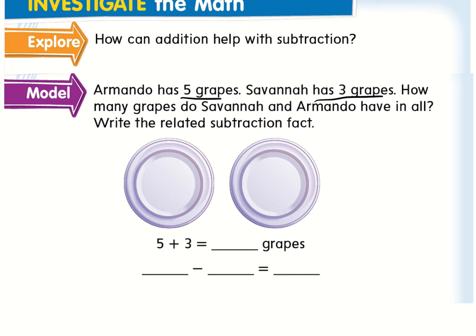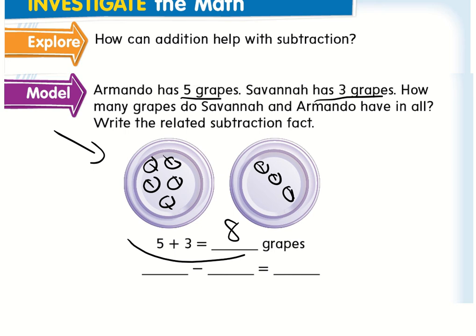I'm going to use this one as Armando's plate on the left, so he's going to have 5 grapes here. So I have 1, 2, 3, 4, and 5. And on this side, I have 1, 2, and 3 for Savannah. When we add them all up, we have 1, 2, 3, 4, 5, 6, 7, 8 grapes all together. Now, how are we going to make this into a subtraction problem? Now remember, we can only use these 3 numbers down here on the bottom for subtraction. They cannot change. Anytime that you're doing a related addition or subtraction problem, you must use all of the same numbers. So let's take a look.